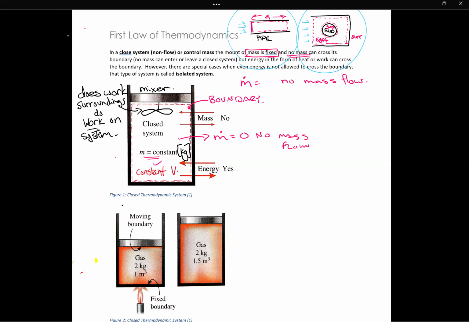Okay, the system is a fluid. The fluid's not doing work on the surroundings. The fluid isn't making that mixer turn. But in the case of a turbo machine, the fluid typically makes the machine turn. So that's entirely different. Pretty neat. So this is going to do work on the system. And now there's more energy in the system, right?